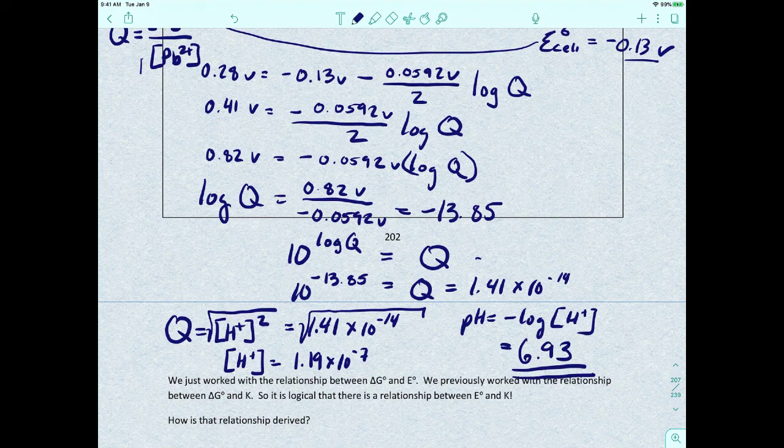And so that's pretty cool. That's how a pH meter works. That's exactly how it is. It's measuring the cell potentials. It knows what its standard state is. And so it's going off of that. That's pretty cool.